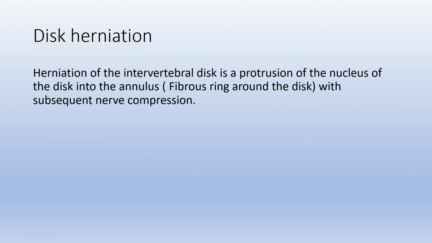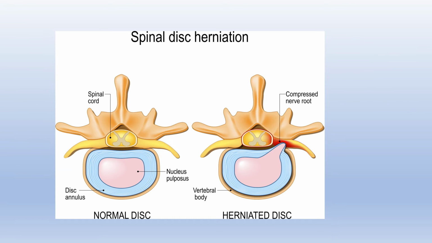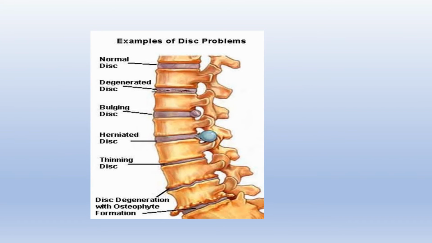So what is disc herniation? Herniation of the intervertebral disc is the protrusion of the nucleus of the disc into the annulus with nerve compression. Here we can see this is the nucleus and it is displaced and enters into the annulus fibrosus. So herniation of the nucleus into the annulus is called disc herniation. So this is the normal disc. This is the degenerative disc, bulging disc, herniated disc, and thinning of the disc, and there is disc degeneration with osteophyte formation. This is the osteophyte.